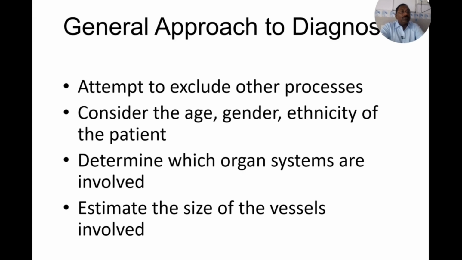What is the general approach to your diagnosis? So how to approach? Attempt to exclude the other processes. Mostly the secondary causes have to be ruled out. Consider the age. Suppose the age is less than 5 years and you are suspecting a vasculitis, most probably it's Kawasaki disease. Suppose the age is 70 or 75 years, with throbbing headache or pain on palpation of the temporal artery and an ESR of more than 100, then your diagnosis is temporal arteritis or giant cell arteritis. So the age is very important to identify certain vasculitis.